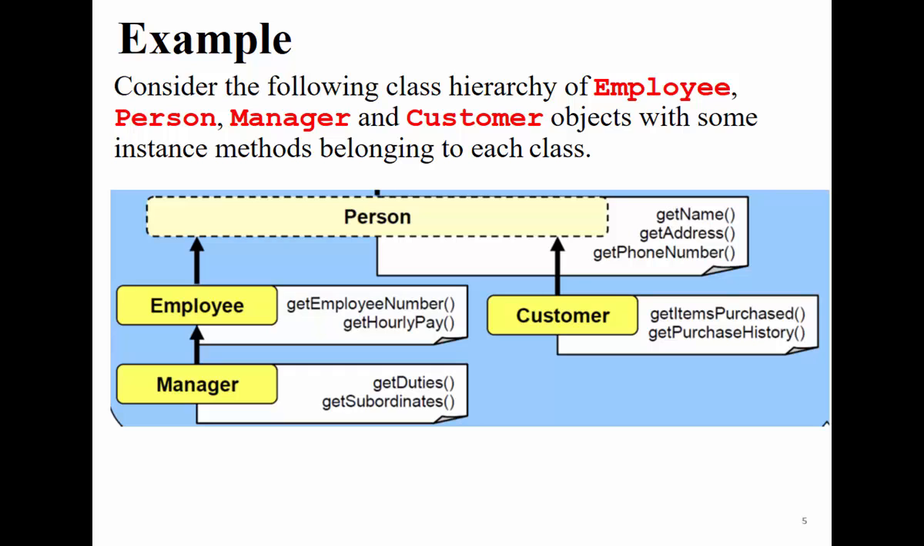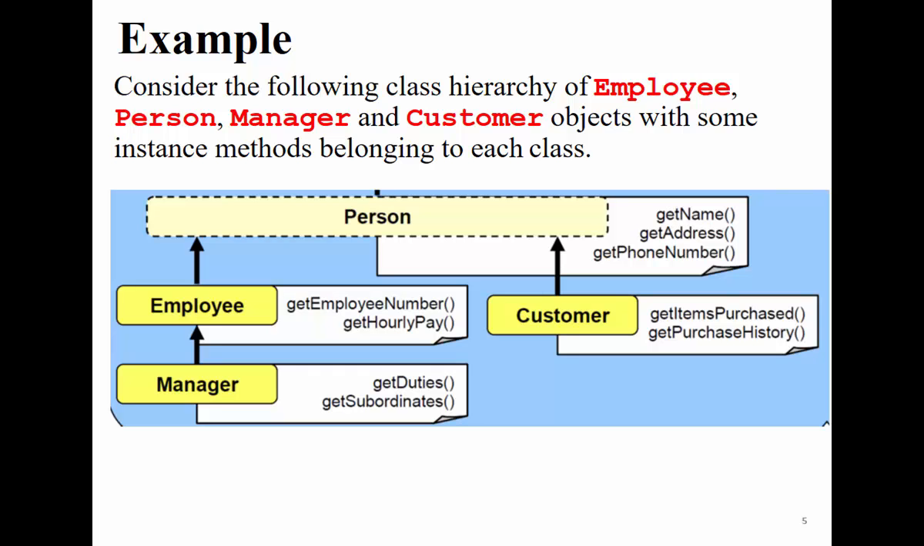Now we extend the behavior of the person class by creating a subclass called employee. Inside this subclass, we added two new behaviors, two new methods: get employee number and get hourly pay. So now the employee is a subclass of the person, and it also has the three methods that exist in the person. You can ask the employee to get a name, get an address, and get a phone number.